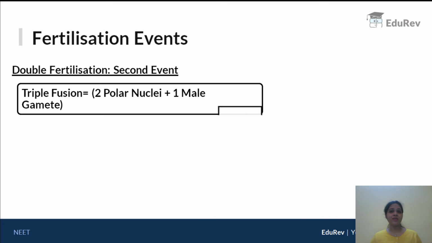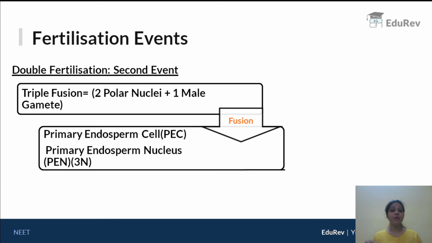But when you consider one central nucleus and one male gamete, you don't really have three nuclei as such fusing. So an easy way to understand triple fusion is you have three haploid nuclei that will fuse together. Which are the three? The single male gamete and two polar nuclei. So triple fusion. The moment triple fusion takes place, obviously you have a triploid nucleus that will come into the picture. So fusion results in the formation of a cell called the primary endosperm cell. It is a single cell. And this particular cell contains what we call the primary endosperm nucleus, called the PEN. Okay? And this is a triploid nucleus.